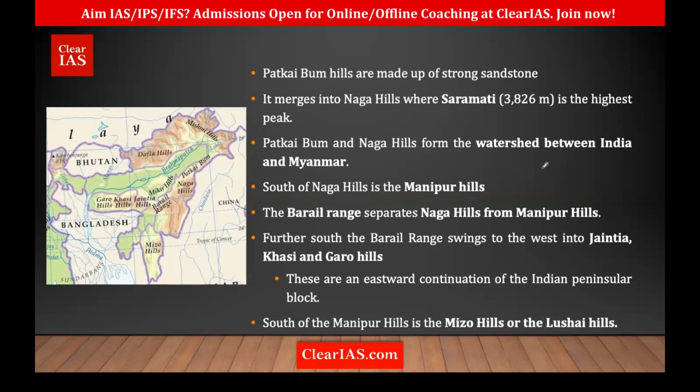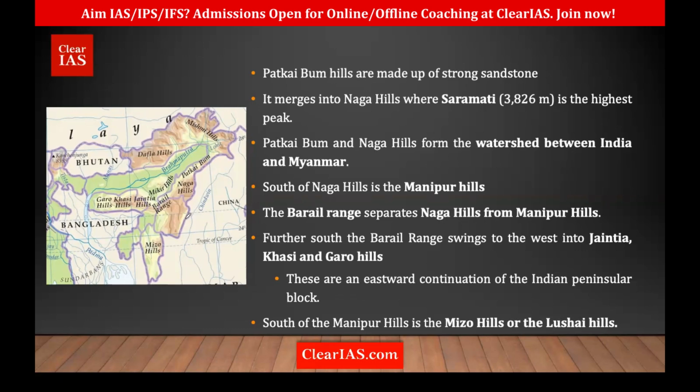Then below this, to the south of the Naga Hills, we have the Manipur Hills. Then you can also see one Barail range. It actually comes in between the Naga and Manipur Hills. The Barail range is also an extension of the Peninsula Plateau. It comes in between the Naga Hills and the Manipur Hills.